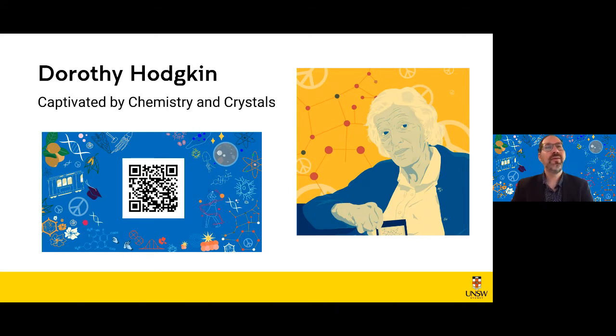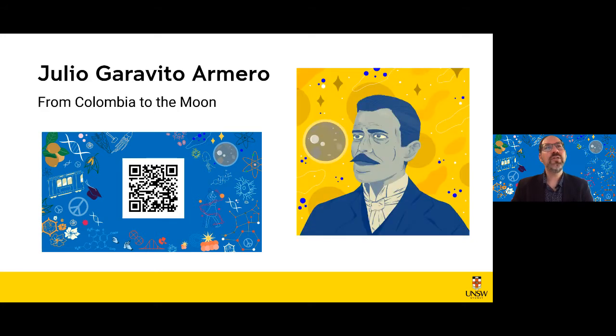Thank you. So let's move on to meet our third scientist, Julio Garavito Amero. And I'd like to introduce Juan Camilo Zapata Trujillo. Juan is a PhD student in the School of Chemistry and is focused on Julio Garavito Amero for the Science History Trail. Welcome, Juan. Thank you for being here.